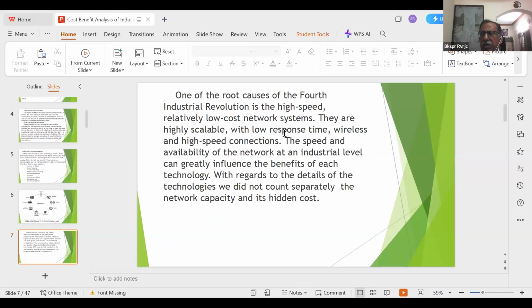One of the root causes of the fourth industrial revolution is the high-speed, relatively low-cost network systems. They are highly scalable with low response time, wireless and high-speed connections. The speed and availability of the network at an industrial level can greatly influence the benefits of each technology. With regards to the details of the technologies, we did not count separately. The network capacity and its hidden cost is identified.